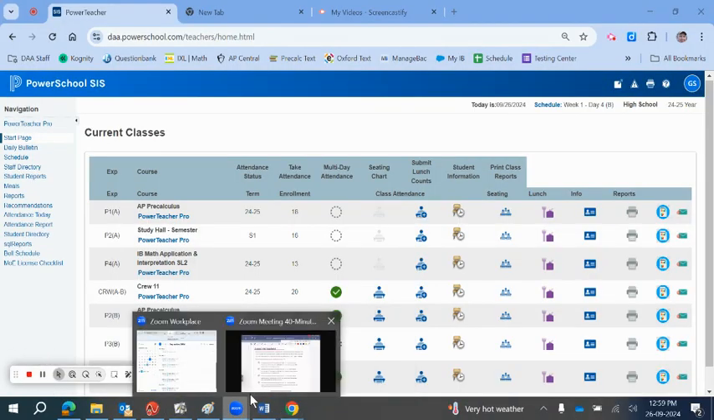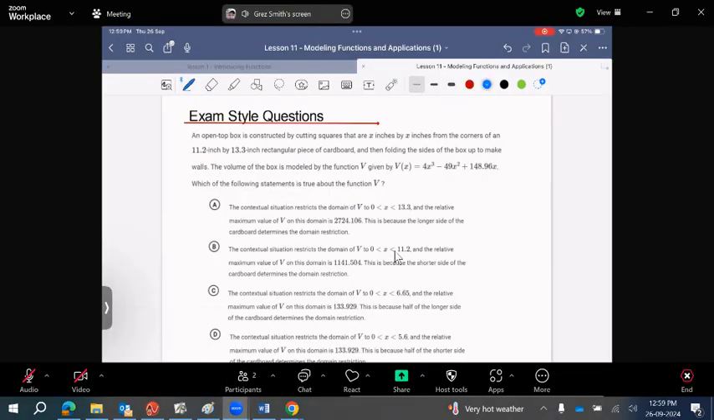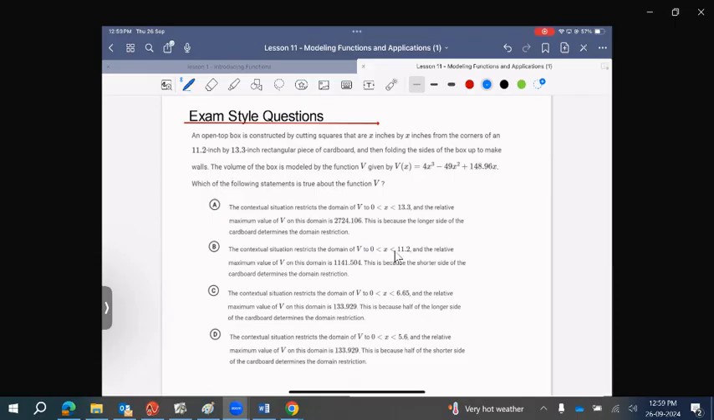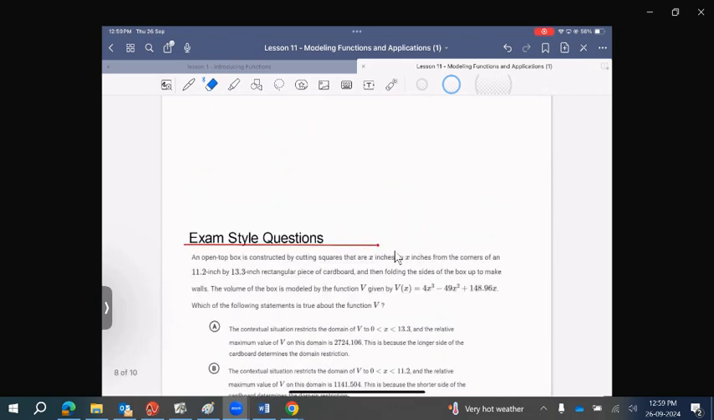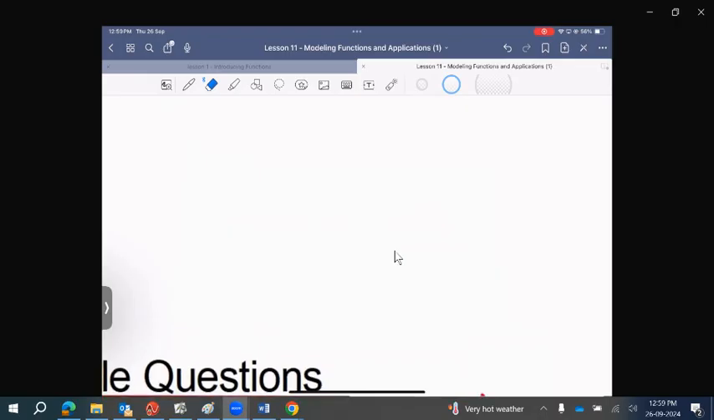Okay, so let's have a look at some exam style questions to finish off today. Our first one is looking a little bit at domain and range. So we have an open top box. We're cutting off a square from each corner, and it's 11.2 inches by 13.3 inches. And we have to figure out what is the domain of this one. All right, okay. So we need a sketch of the problem here on this one.